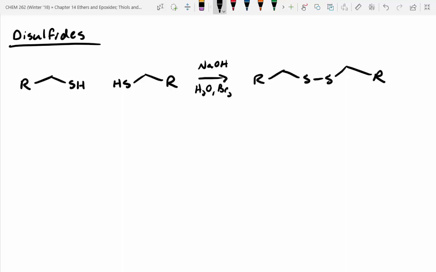bromine. At least that's the one our book shows. In reality, there's a lot of different reaction conditions that will work. All right, do you think this was an oxidation or a reduction reaction? Think about the sulfur, right? Is it gaining or losing electrons in this reaction?